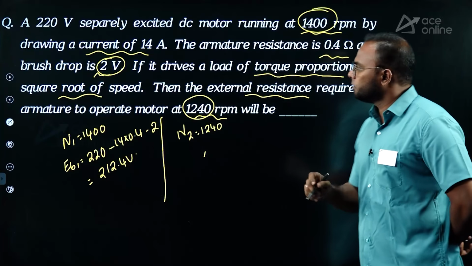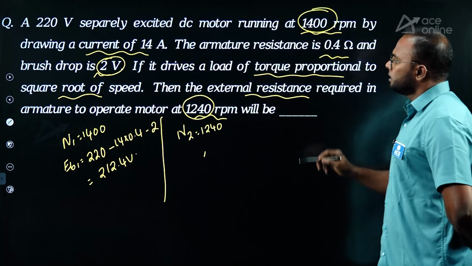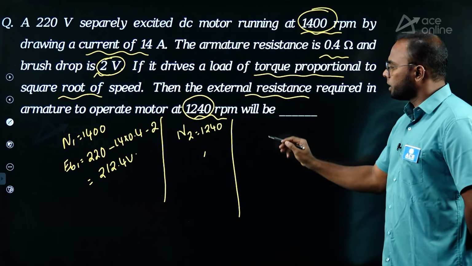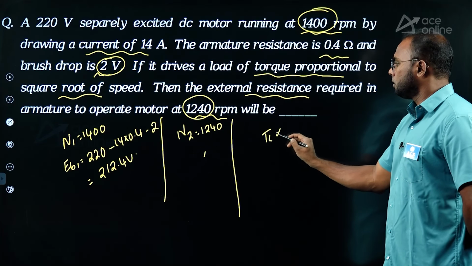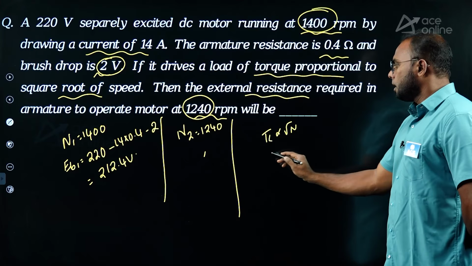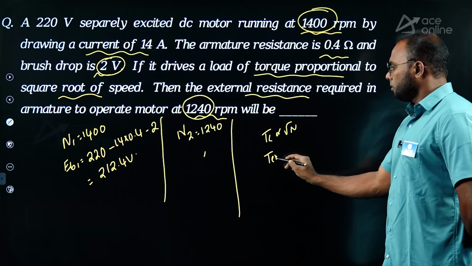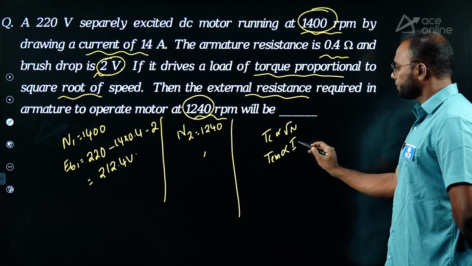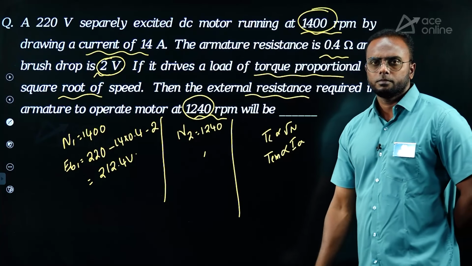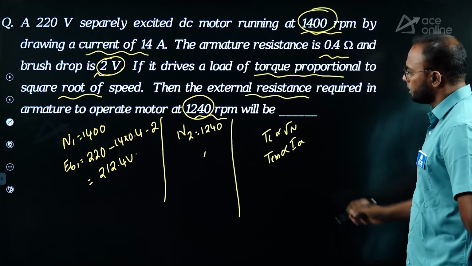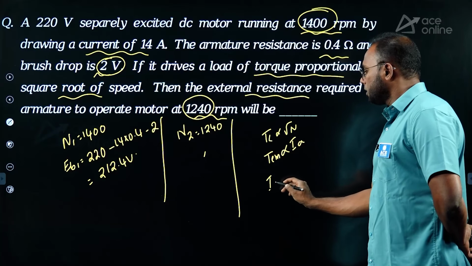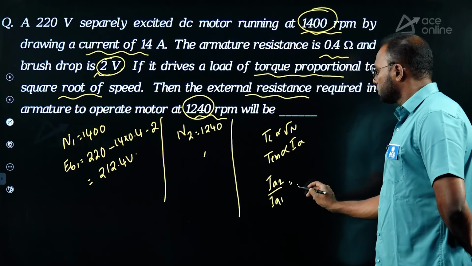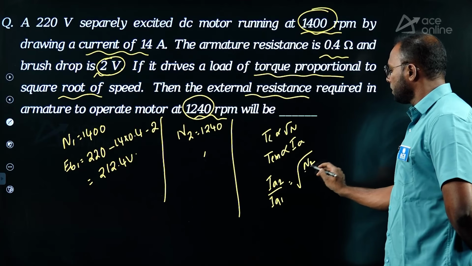The current taken by the motor also will change, because the condition here is it is driving a load torque proportional to the square root of the speed. But in a separately excited motor, the electromagnetic torque is proportional to only current, no? Flux is constant here, as in a shunt motor. Under steady state, if you equate IA2 divided by IA1, we get square root of N2 divided by N1.